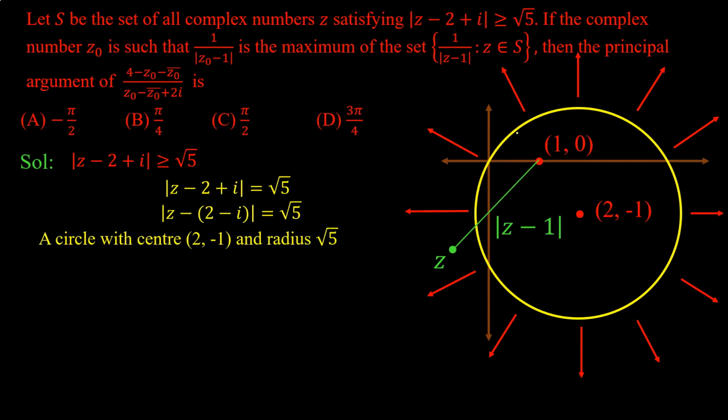Somewhere over here. So that point we can easily find by finding the point of intersection of the line joining these 2 points and the circle. So that is this one. This point is z0, because for this point the modulus of z minus 1, that is the distance between z and 1, will be least. So if the denominator is least, the total quantity will be largest. So 1 by modulus of z minus 1 will be greatest when we choose the point z at this point.